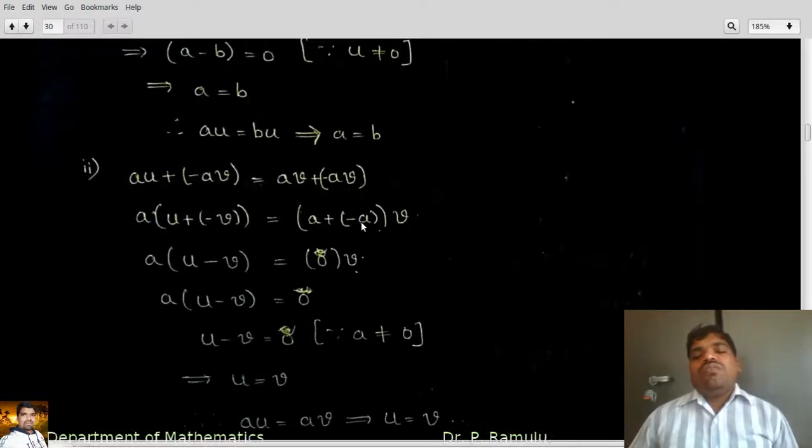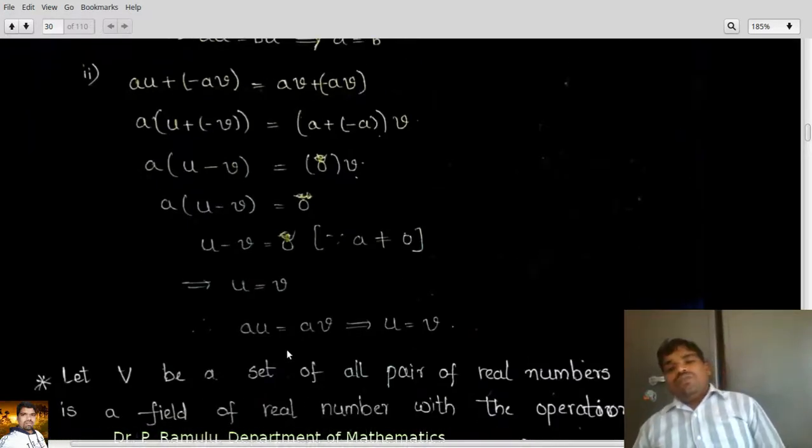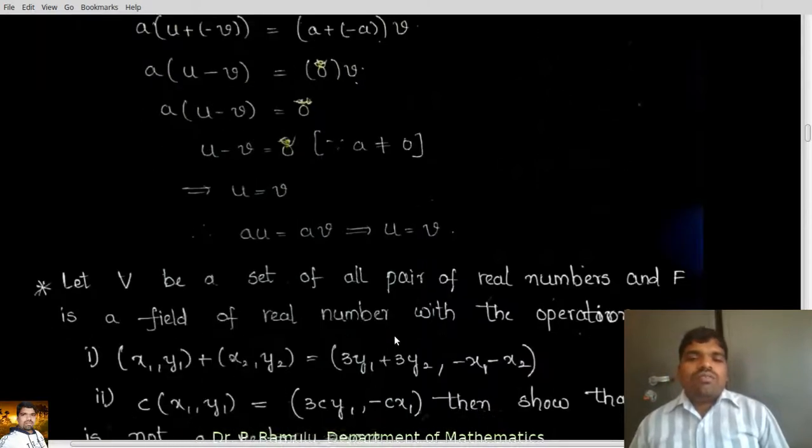Here a plus minus a is a scalar, that way 0 into V equals 0 bar. So, if a is not equal to 0, then 0 bar equals a(U minus V), which implies U is equal to V. Therefore, aU equals aV.